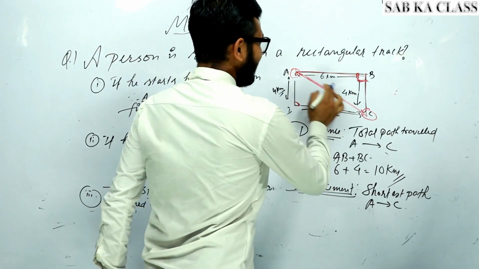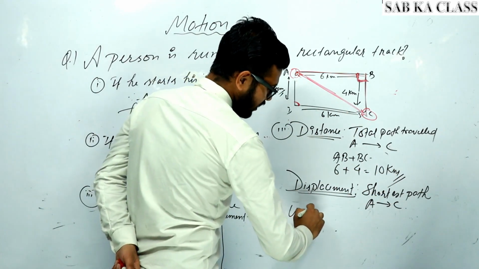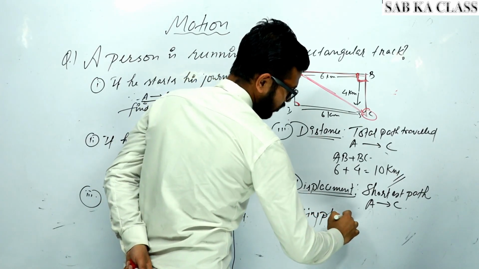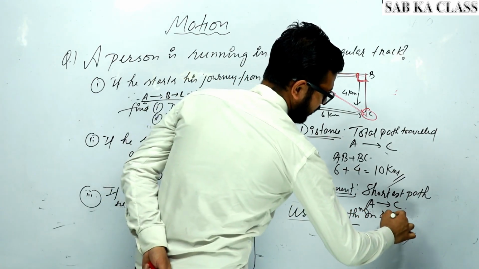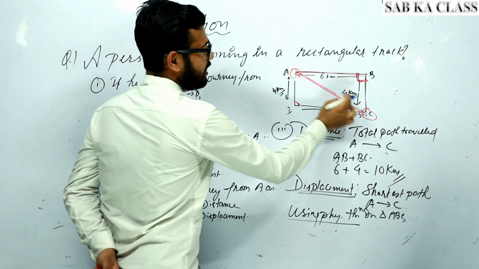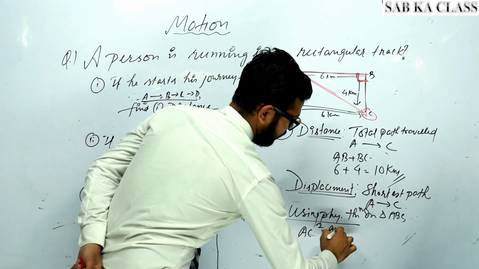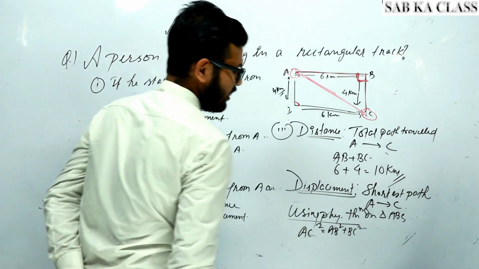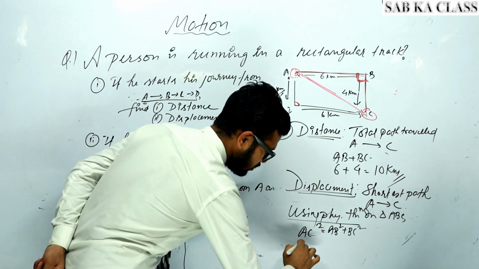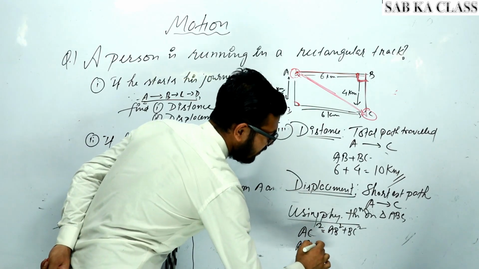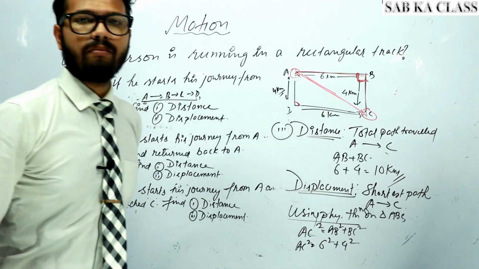So we have to find AC here. The shortest path travel is AC. Using the Pythagoras theorem in triangle ABC, what is the hypotenuse here? AC. So AC square is equal to AB square plus BC square. Any issue? Any misconception here? देखो यहाँ पे AC square. AB is 6 square, and BC square is 4 square. Any problem up to this?